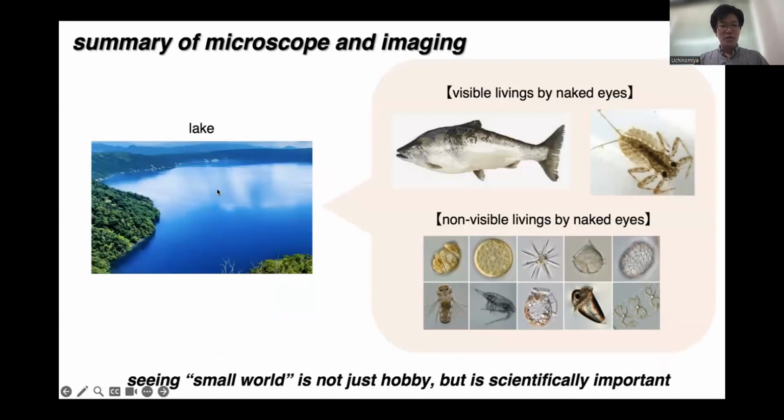Okay, so let's go back to the lake we initially saw in this class. There are a lot of living things you can see with your naked eye, for example fish and insects. And now you know there are many living things that we can't see with our naked eyes, for example plankton. And you already know how important they are. So that's why seeing the small world is not just a hobby, but is very important in science.